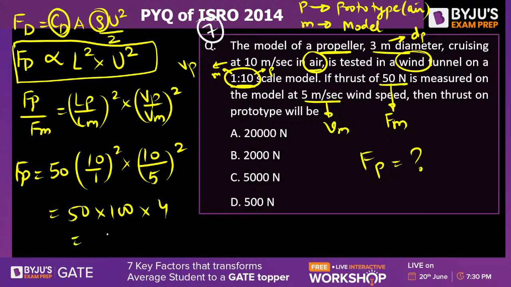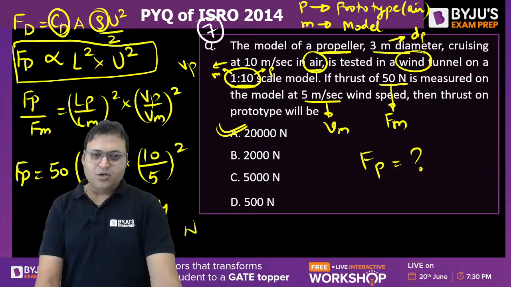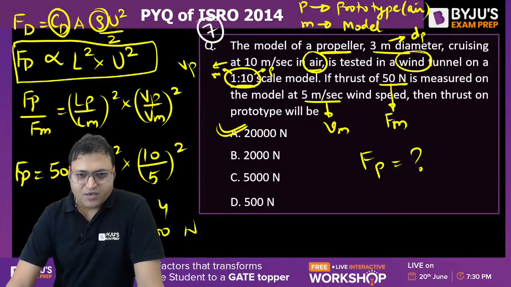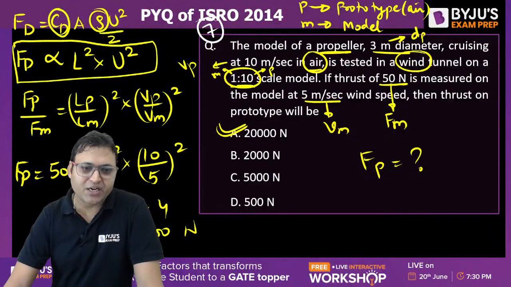How much is that? What is the answer? What will be the answer? Option A will be the correct answer for the given question. Yes, aspirant Naruto, well done. A will be the right answer for this. Do you guys understand the question or not? Yes, Rhea. Option A, 20,000 Newton.